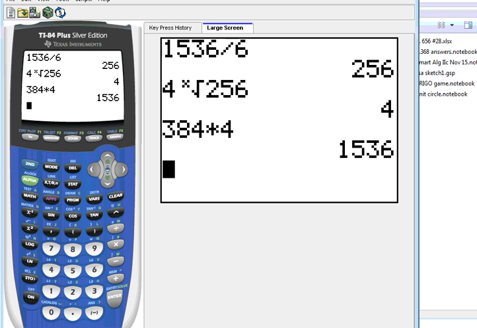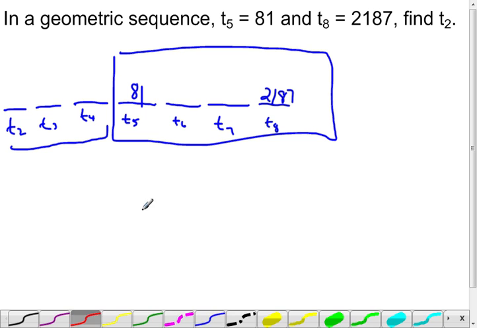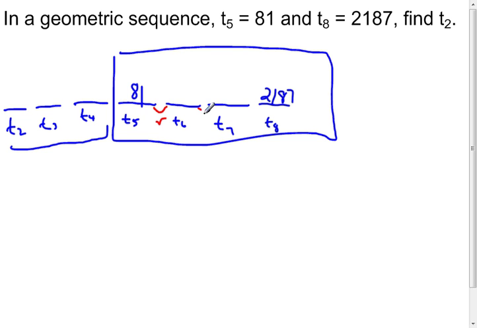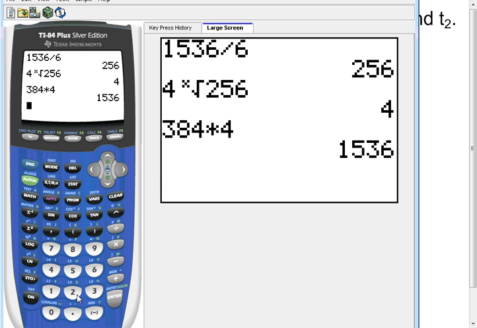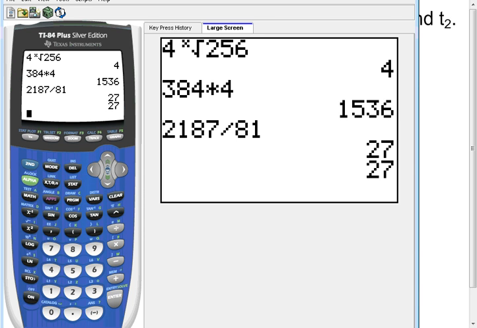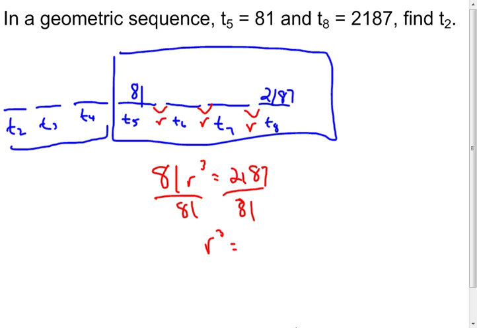So we got to figure out the common rate. So from here to here, what did we multiply by, and what did we multiply by, and what did we multiply by? So it's 81 times r to the 3rd equals 2187. Okay, we divide by 81. We get r to the 3rd equals 2187 divided by 81. 27. Wonderful. Okay, so r to the 3rd is 27. If we do the 3rd root of both sides, we get our common rate is 3.